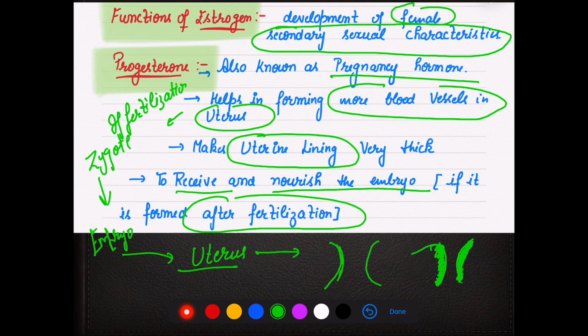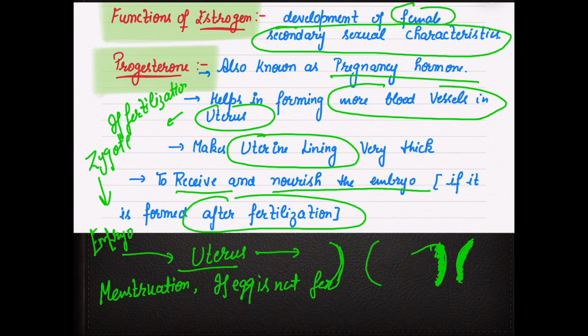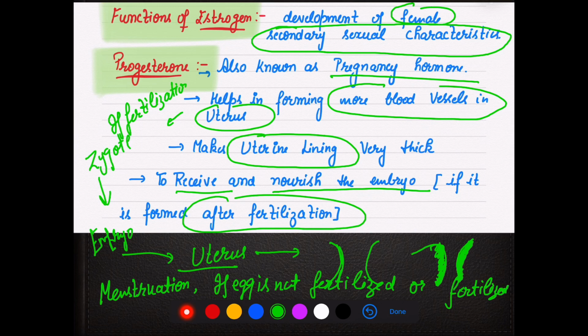This is all about the first part of your female reproductive system. In our next part, I will talk about the menstruation, and as well as I will talk about if egg is not fertilized or fertilized, then what will happen? Or if it gets fertilized, then what are the changes which are going to happen? That we will discuss in next lecture.